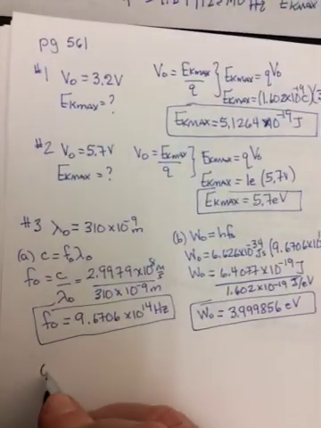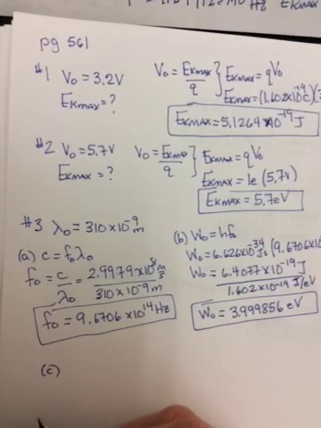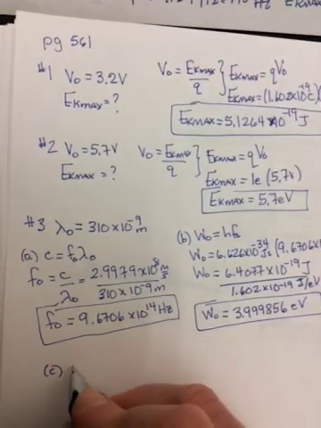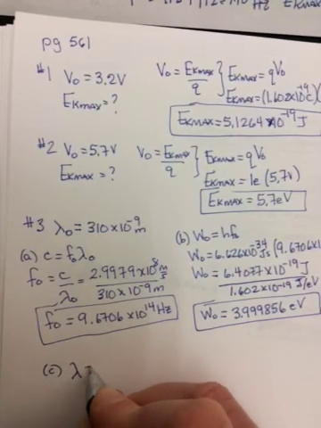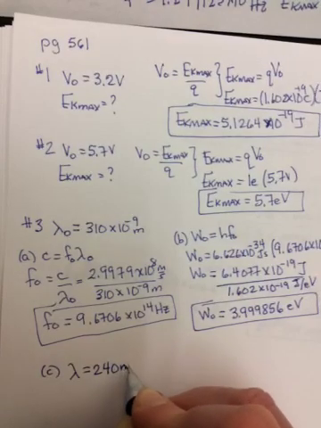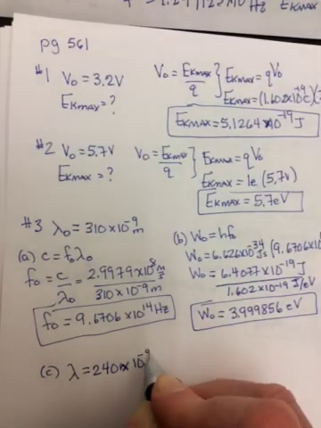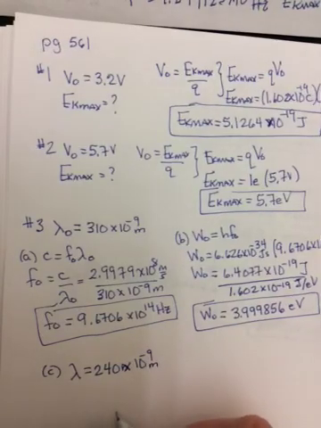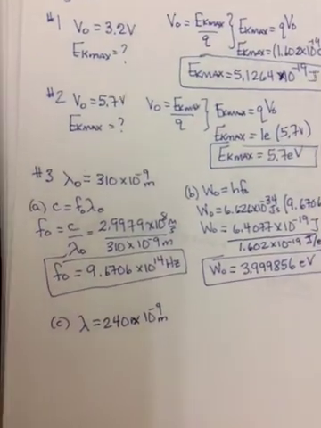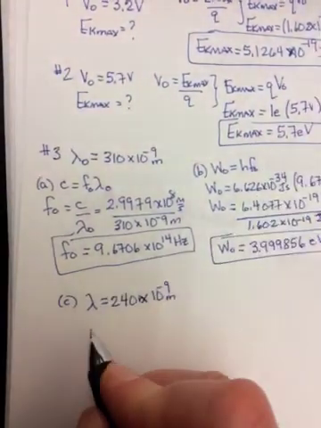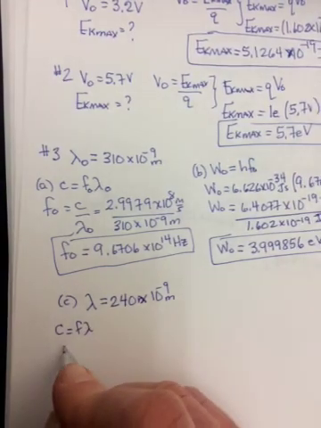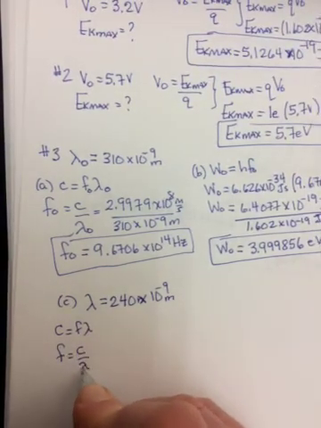Part C says, zinc in a photocell is irradiated by ultraviolet light of 420 nanometers. So the light coming in, its radiation, and I said 420, but it's really 240. So that would be times 10 to the negative 9 meters. What is the kinetic energy of the photoelectrons in electron volts? So the first step is we need to find the frequency of the light coming in. So again, c is equal to f lambda. So f is equal to c over lambda.